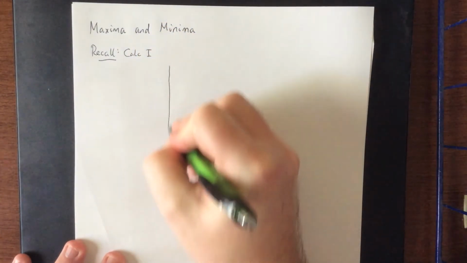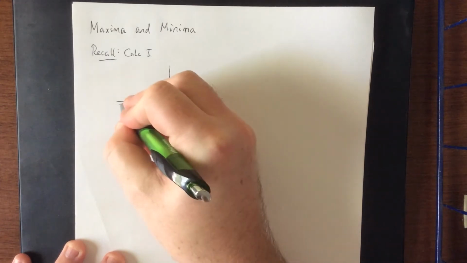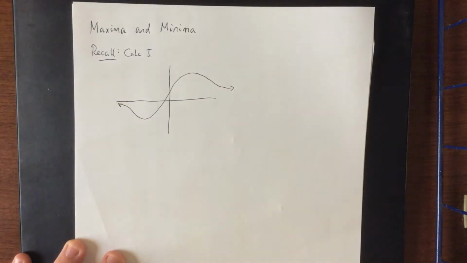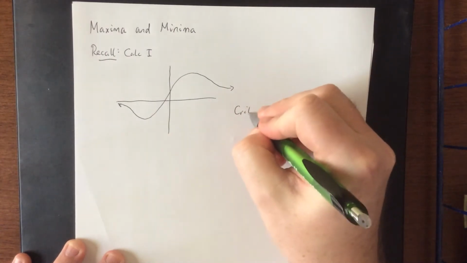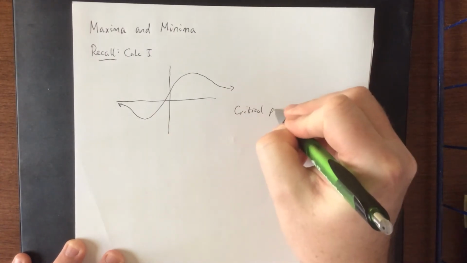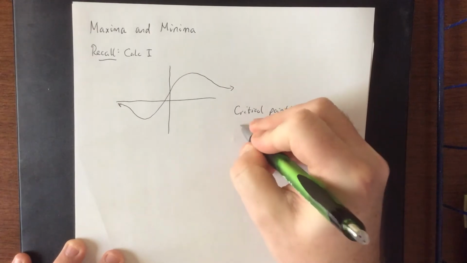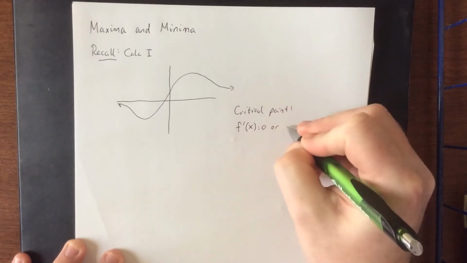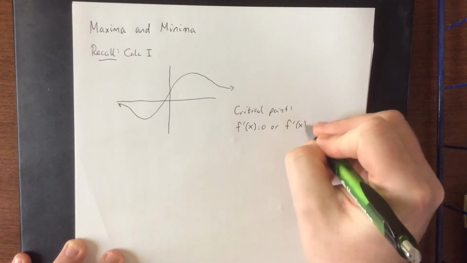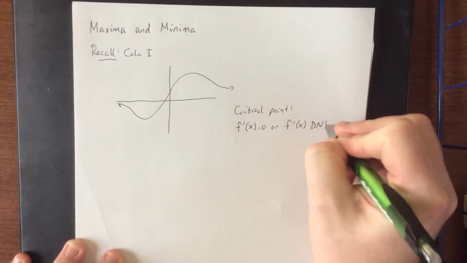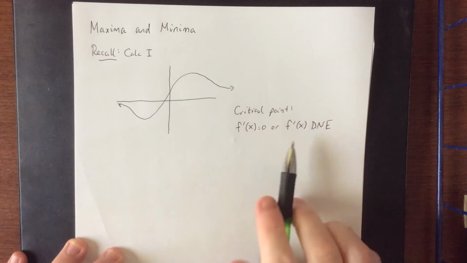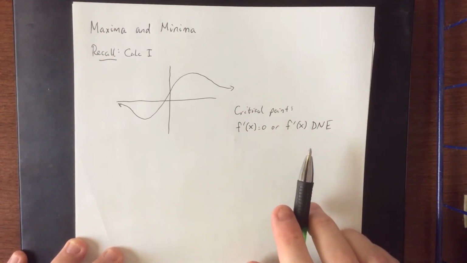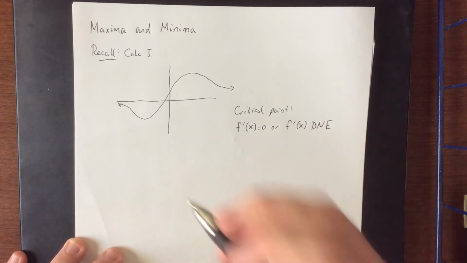So when it comes to maxima and minima, usually the thing that you were going to be looking for would be critical points. Now, a critical point back in Calc 1 was defined as any point where f prime of x is equal to 0 or f prime of x does not exist. So f prime could not exist at a corner, a cusp, a vertical tangent, those sorts of places.